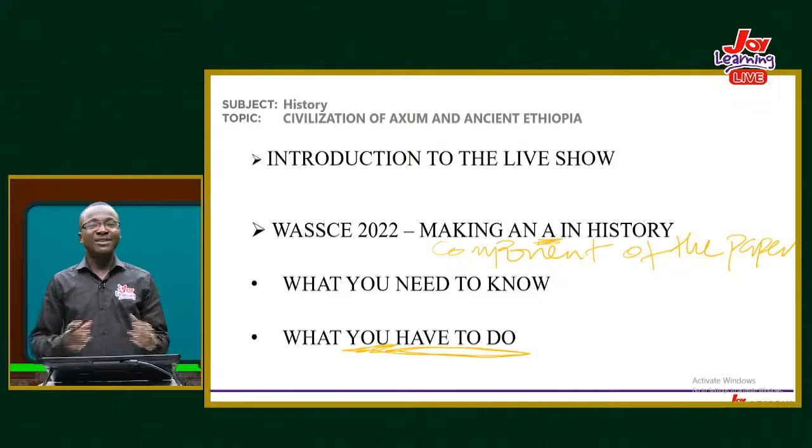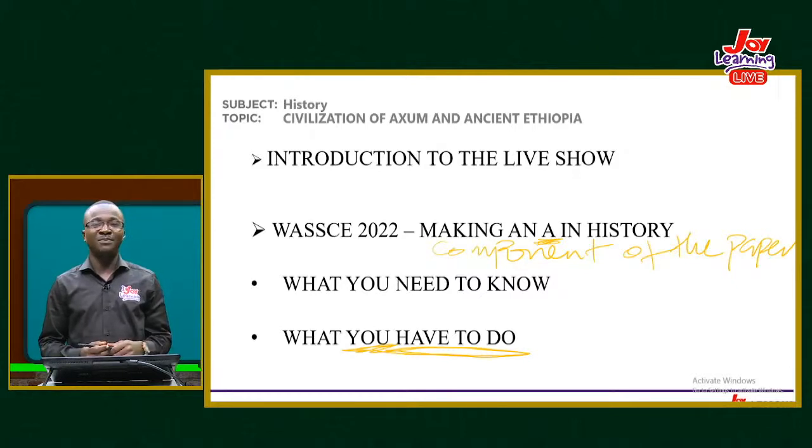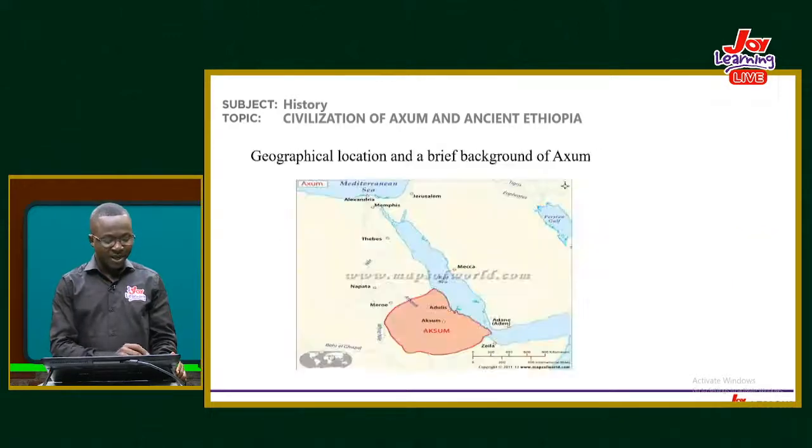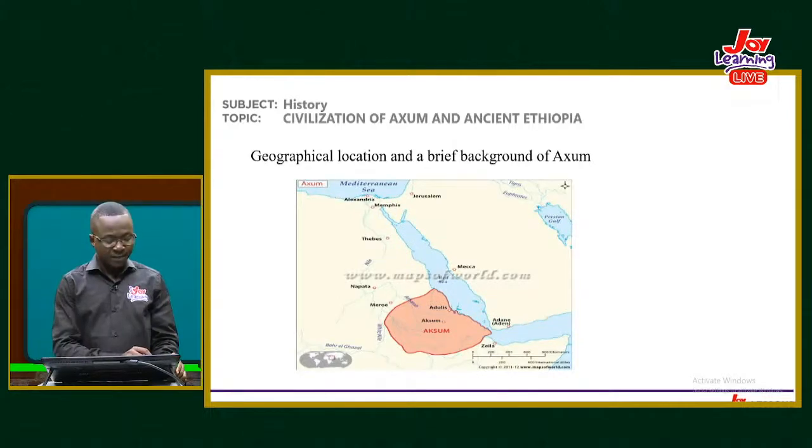All right, so that was a quick process to take you through to let you know what to expect in your history paper in the WASI 2022, as well as what you need to do. Thanks for following through. Now we want to go to today's topic for our revision show. And like we said earlier, tonight we are looking at the civilization of Axum.